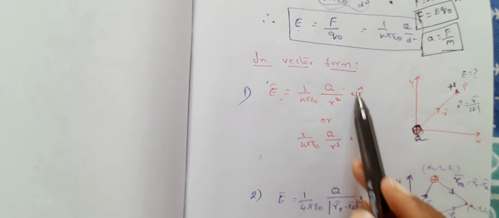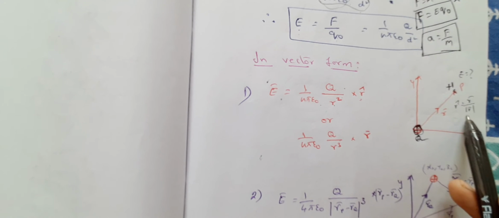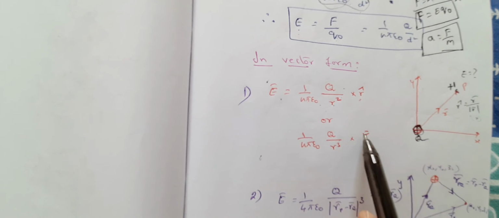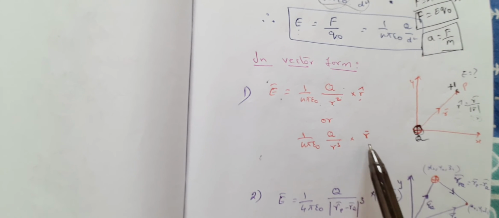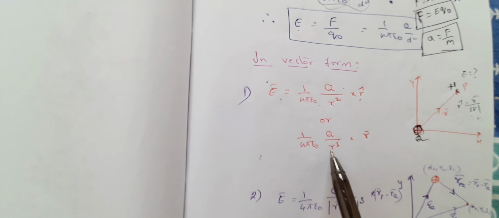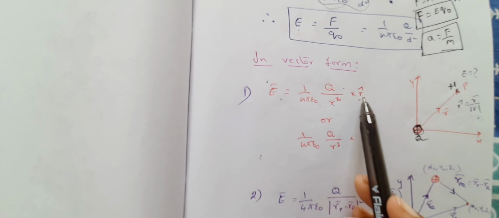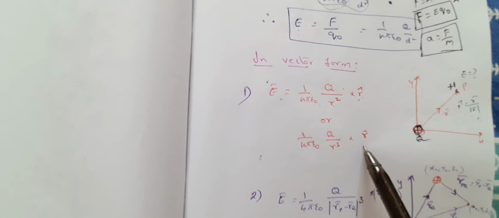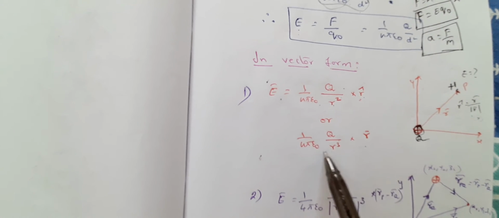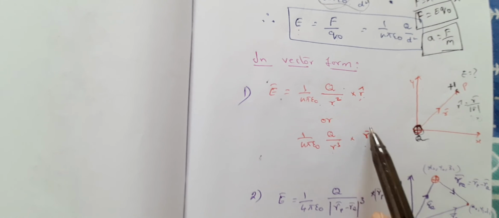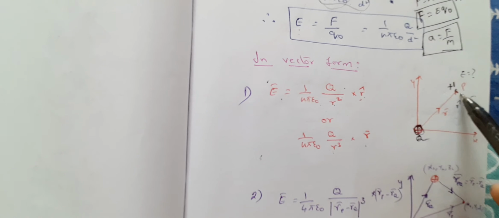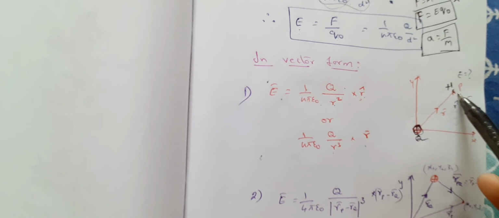Or r cap is equal to r bar by modulus of r bar. Modulus of r bar, simply we will write as r. So now it can be r bar by r. R bar by r means r square into r is r cube. So either you can write in terms of the unit vector like this, or in terms of the vector, it is 1 by 4 pi epsilon naught q by r cube into r bar, where r bar is the position vector between these two points, or the position vector of this point.